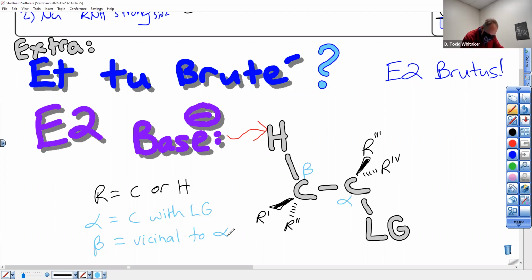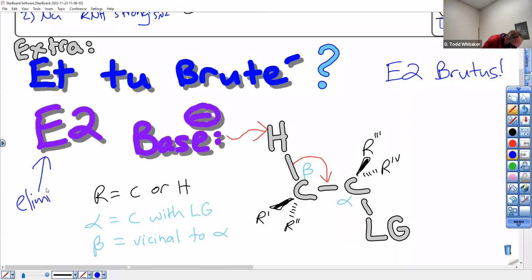And the base grabs the H. Can you tell me what you think happens to the old sigma bond between the beta H and the beta position carbon? Becomes a pi. Elimination always makes pi. And then what's the leaving group do?